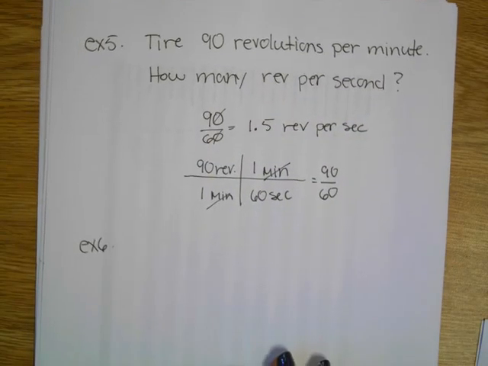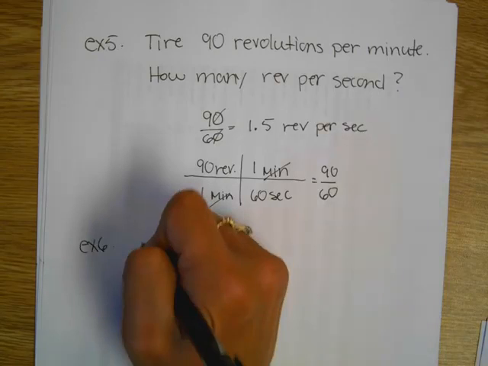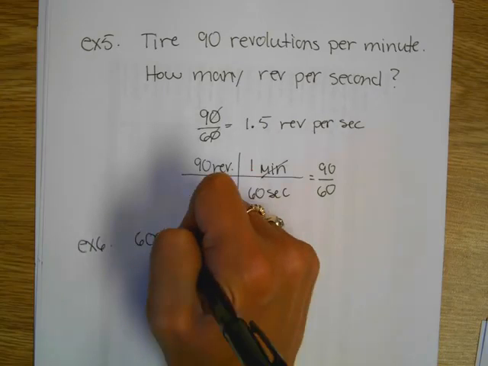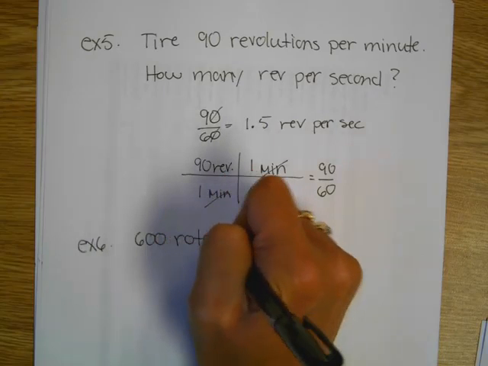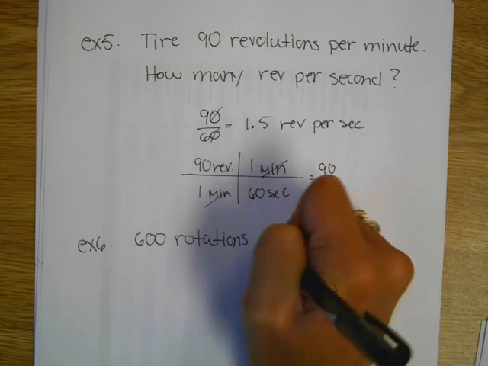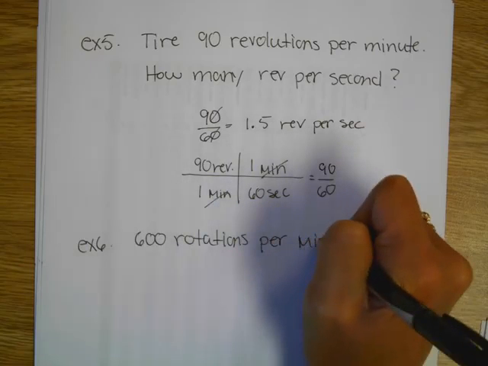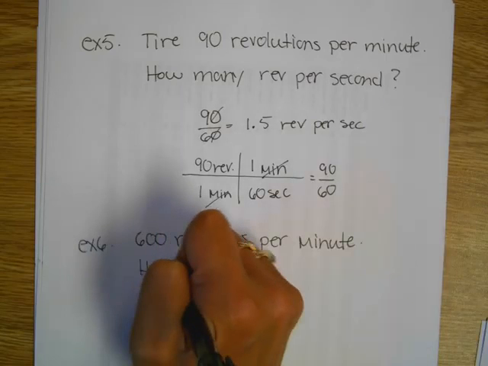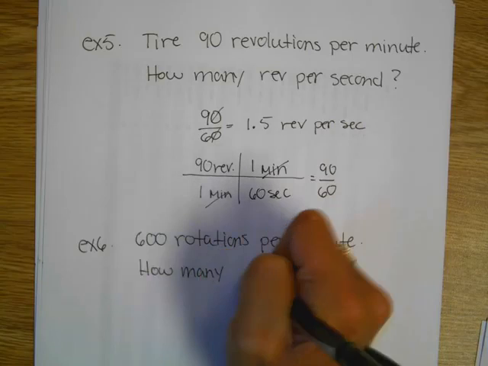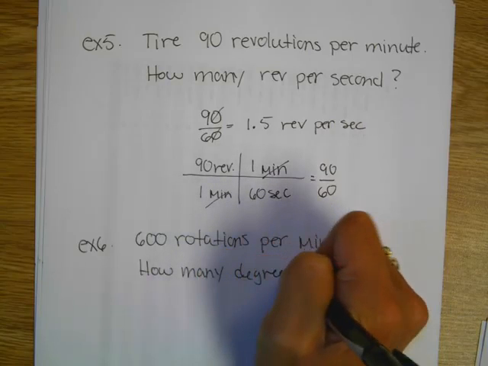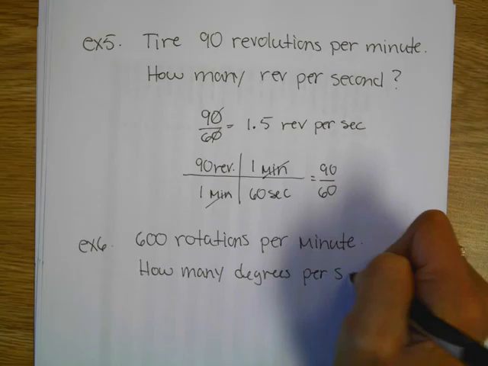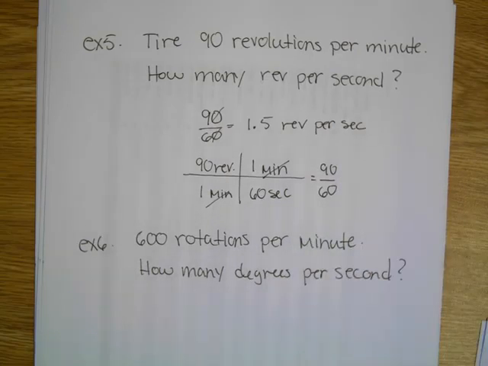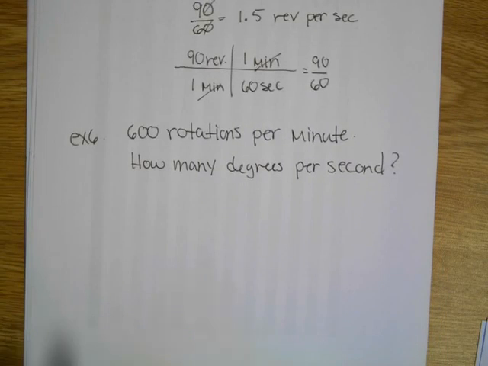So this next one is going to be a little tougher. We've got a propeller that's making 600 rotations per minute. Can you tell me how many degrees per second it's spinning? Go. Try that.